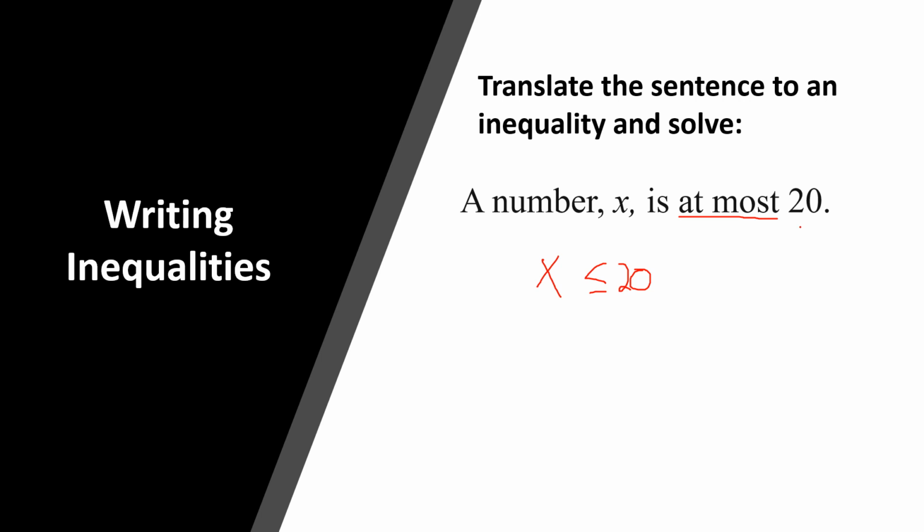To solve it, it's already solved. The variable is all by itself. So when we solve an inequality, we would treat it just like an equation. We use inverse operations to undo it to get the variable isolated, and in this case it's solved. We are done. Let's try another.